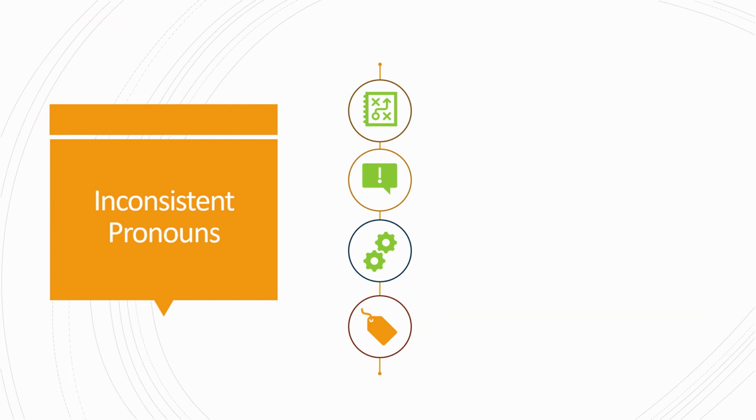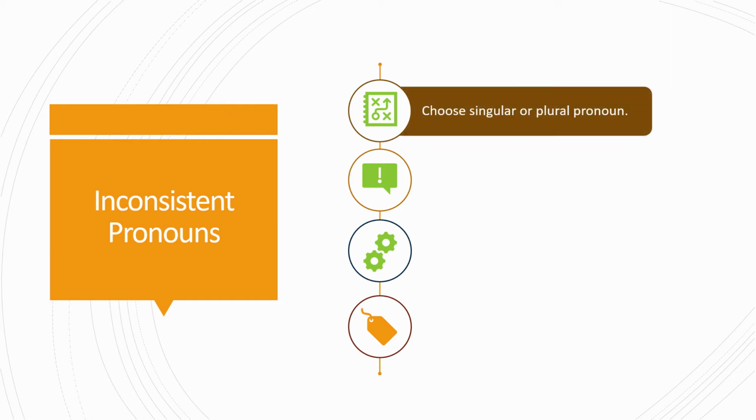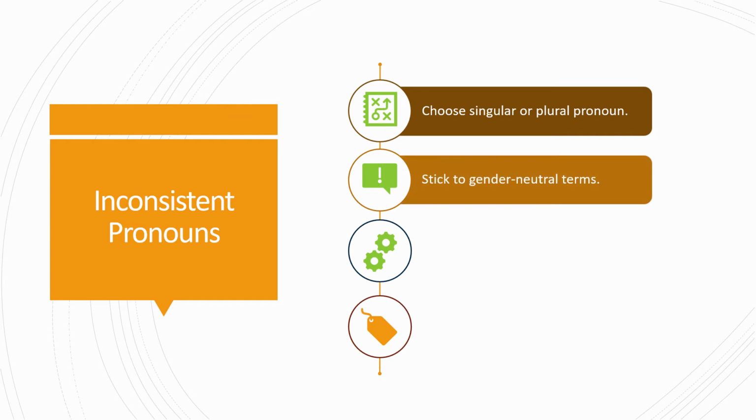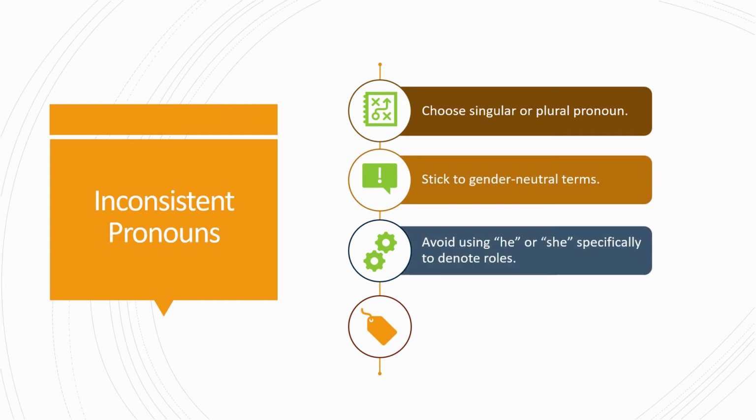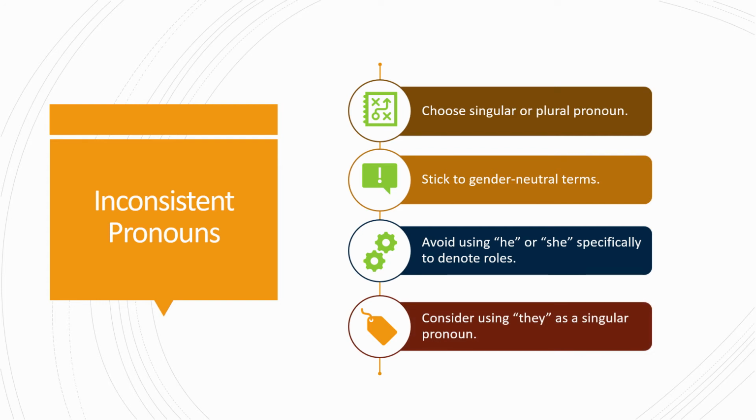Next, we come to inconsistent pronouns. Some guidelines to keep away from pronoun errors are: first, choose singular or plural pronoun, depending on whether you are addressing a single user or a group in the audience. Next, stick to gender-neutral terms. Avoid using he or she to specifically denote user roles, as that can be considered gender bias. Your best option is to use they as a singular pronoun.